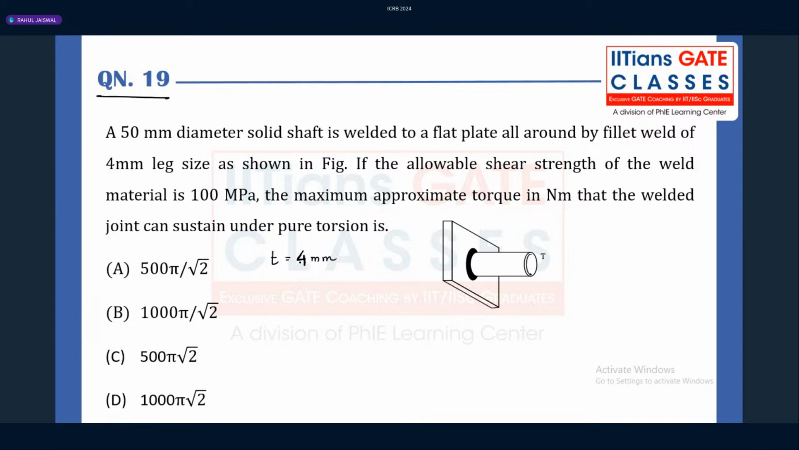What is the maximum approximate torque in Newton meter that the welded joint can sustain under pure torsion? But before that, what is the allowable shear strength? 100 megapascal. So please try to note that down.